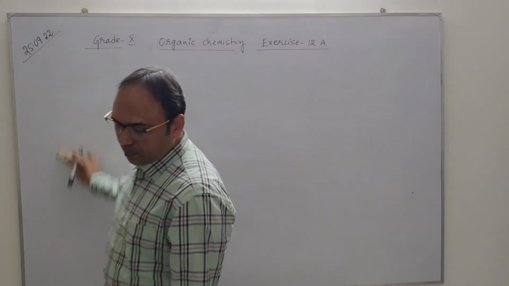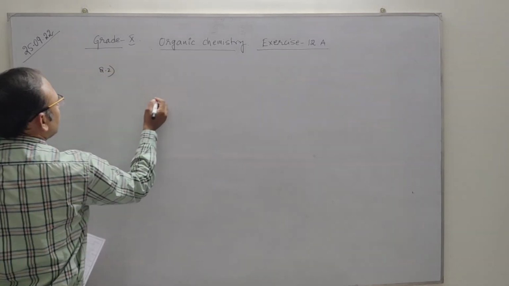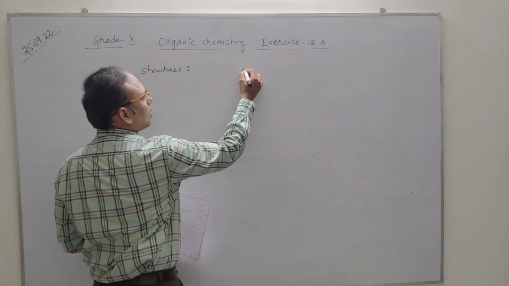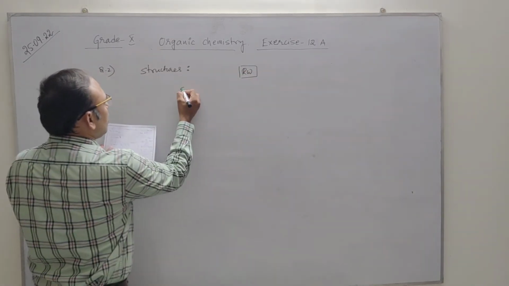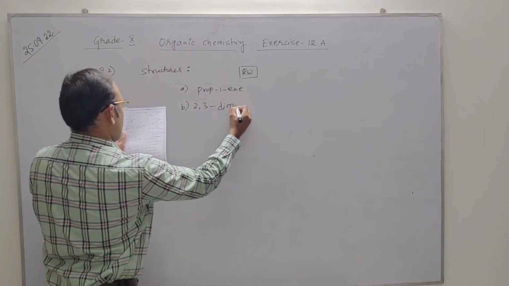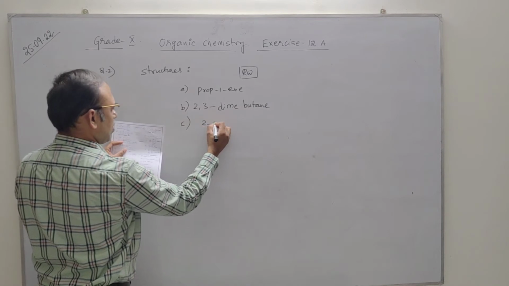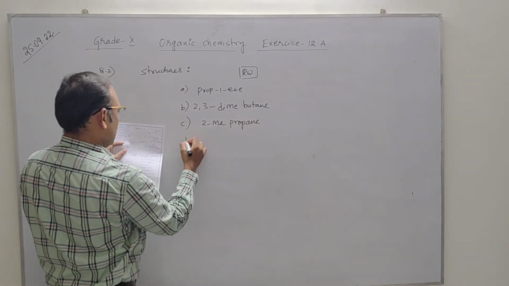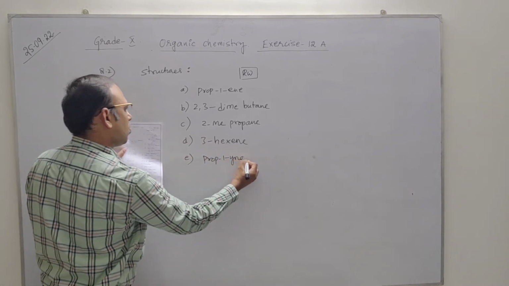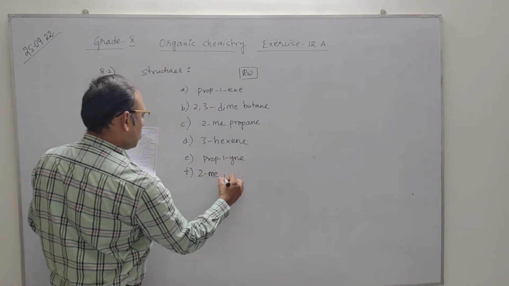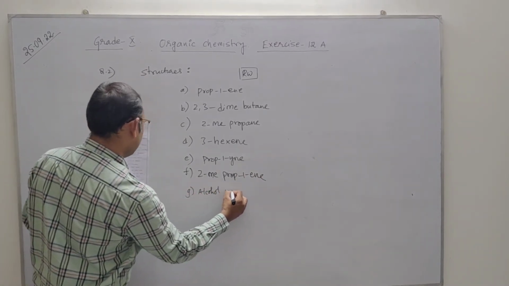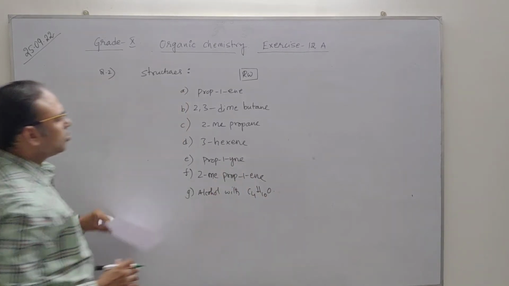Now the second question: what it says is you have to write or draw structures for the given names. This is also very simple. Apply the same rule. First you have to take the root word. Now A is prop-1-ene, B is 2,3-dimethylbutane, C is 2-methylpropane, D is 3-hexene, E is propyne, F is 2-methylprop-1-ene, and G is any alcohol with molecular formula C4H10O. So these are the questions they have given.